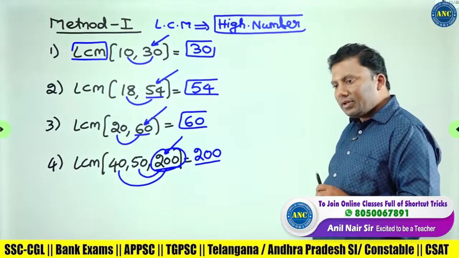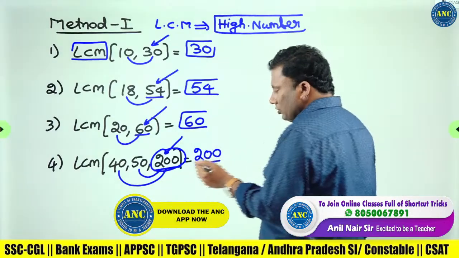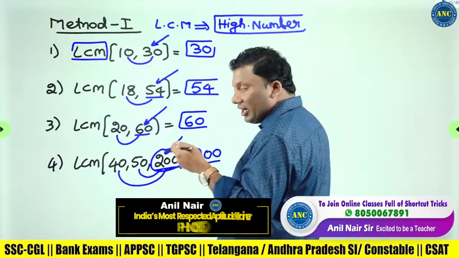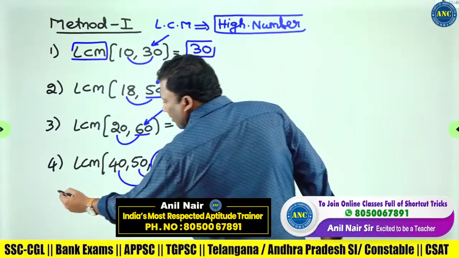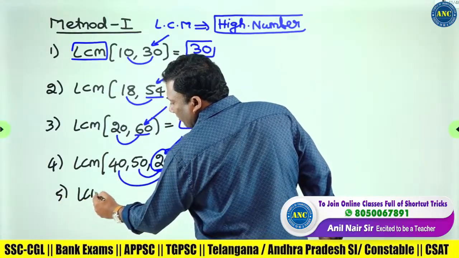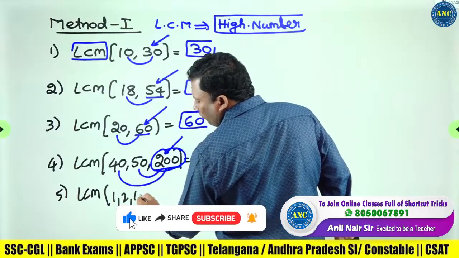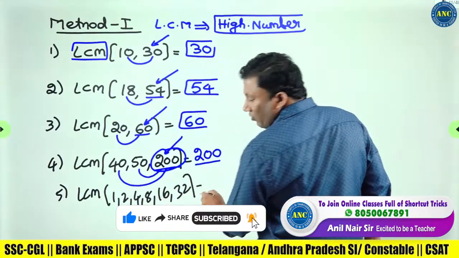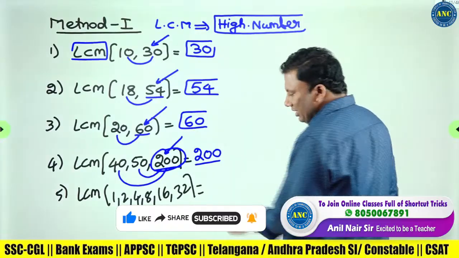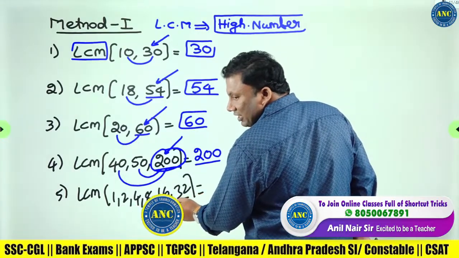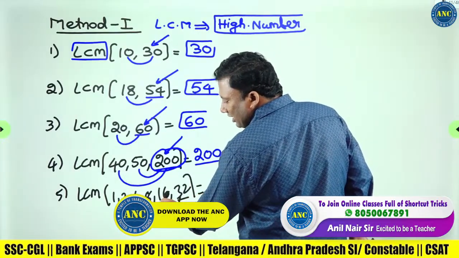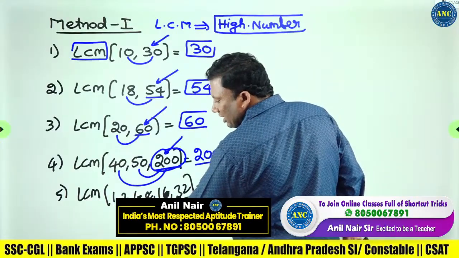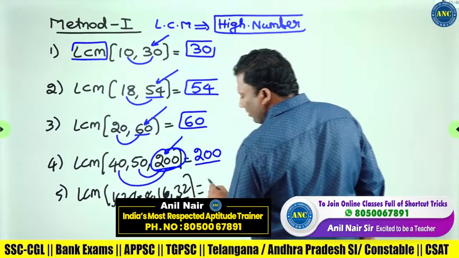So if any numbers are there, that highest number should be divisible. It will be divisible. What if it is not divisible? That is method 2. Suppose it is LCM of 1, 2, 4, 8, 16, 32. What is the largest number? 32. 16 twos are 32. 8 fours are 32. 4 eights are 32. 2 sixteens are 32. 1 anyway will divide every number.